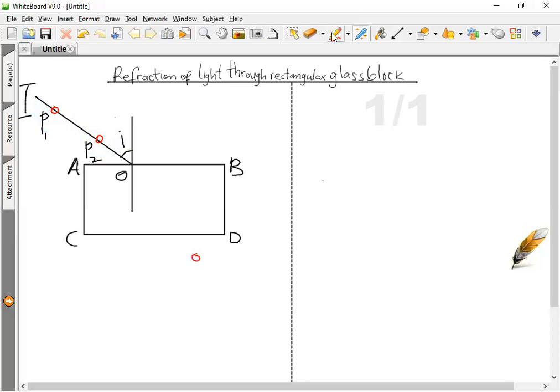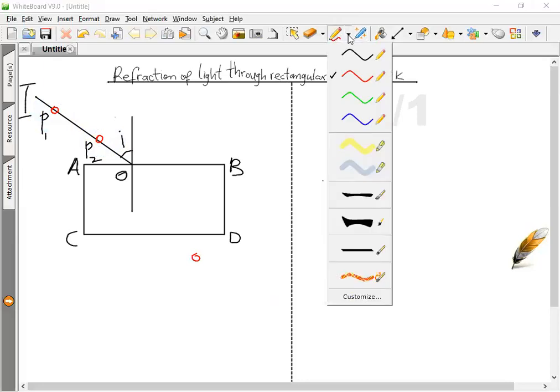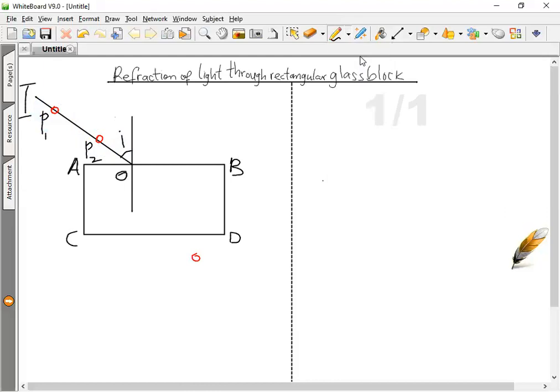Let me quickly draw something here. Let's say this is you here.